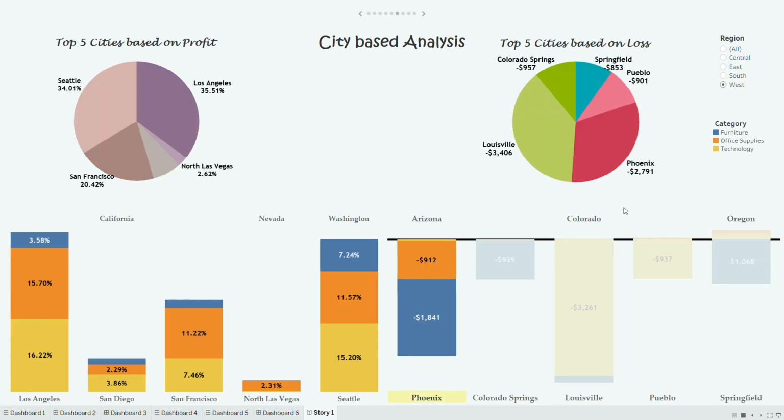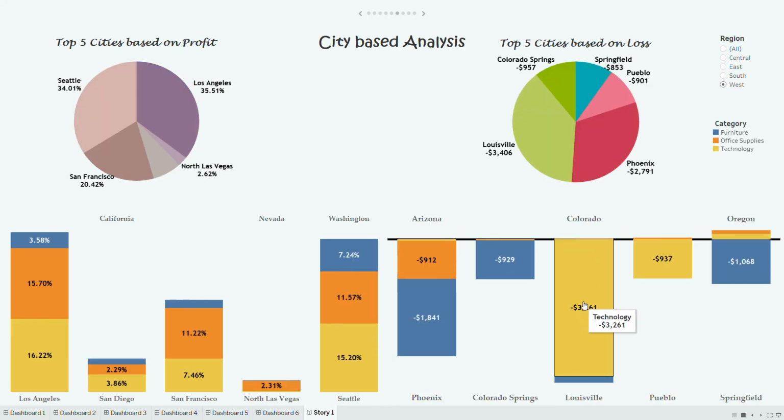In the western region, you can see that technology in Louisville is facing a huge loss, while in Phoenix and Springfield, the furniture category is facing a huge loss.